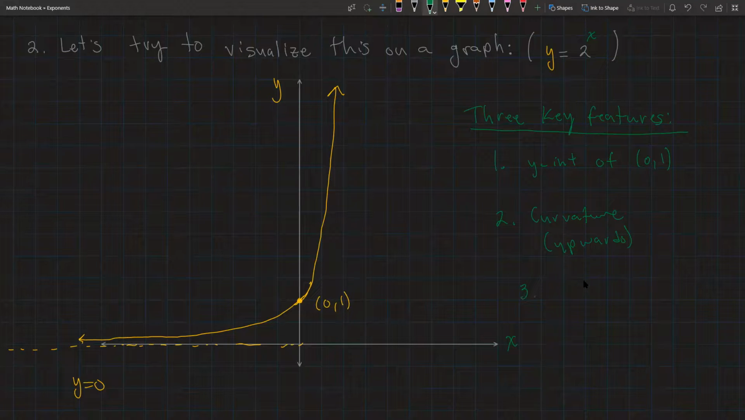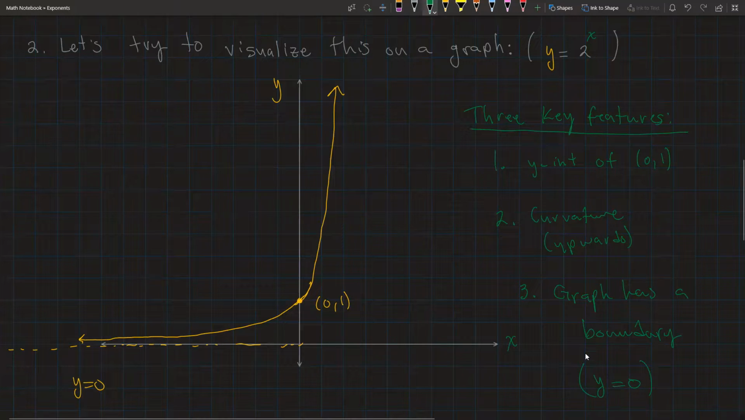And then number 3, another thing I noticed is that this graph has a boundary. Let's write it like this: graph has a boundary. And what's that boundary? It is the line y equals 0. Whether the base was 3 or 4 or 5, same idea. There still would be the same boundary line.